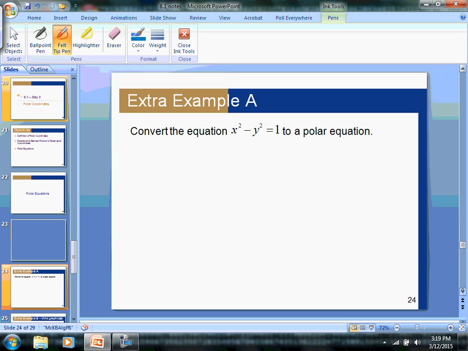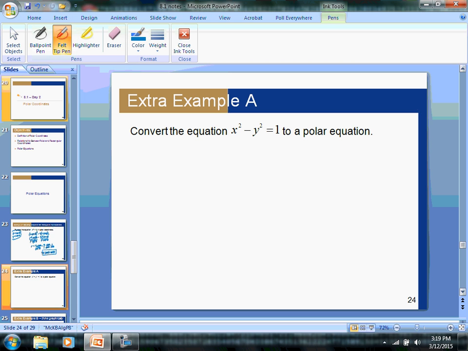Okay, so let's try another example here. This one's not in your book. We have x squared minus y squared equals 1. It looks very similar to a circle equation. If it was x squared plus y squared equals 1, we'd have a circle. Okay, but again, I have to use my knowledge of what x is and what y is.